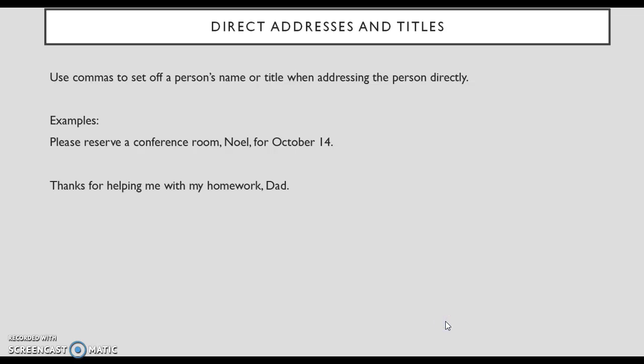Direct addresses and titles. Use commas to set off a person's name or title when addressing the person directly. Examples. Please reserve a conference room, Noel, for October 14th. Here we're addressing Noel, so you have to put commas around it. Thanks for helping me with my homework, Dad. You're directly addressing Dad, so therefore you need a comma before it.